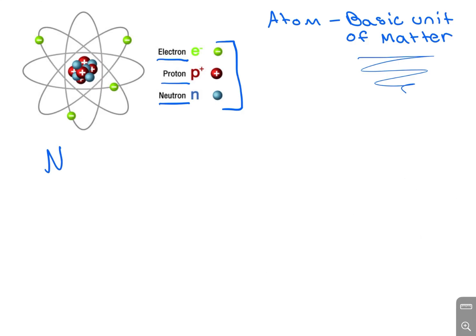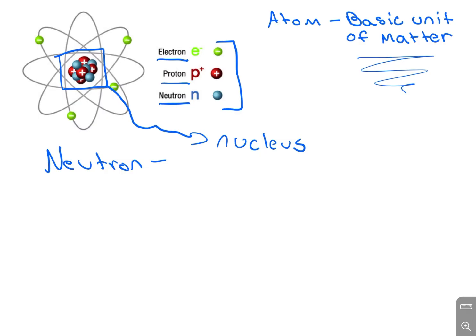Neutrons. Before I start neutrons, I have to explain to you what the nucleus is. You see this right here, right? This is the core of an atom. The core is in the middle. You know what a core is, right? But in an atom, we refer to it as the nucleus. The nucleus is made up of protons and neutrons.